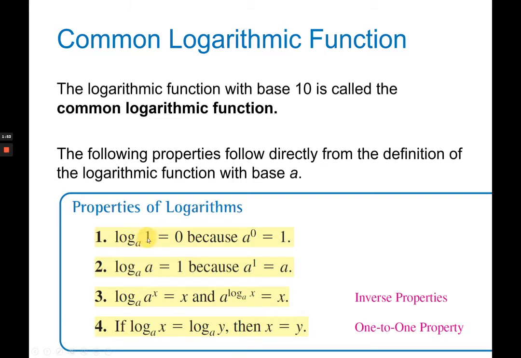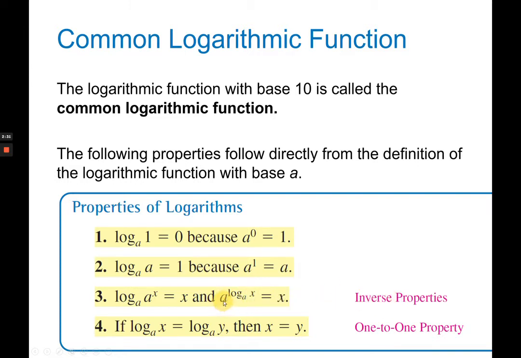Logarithm base a of 1 is equal to 0, which means a raised to 0 is equal to 1. Logarithm base a of a is equal to 1 because a raised to 1 is equal to a. The same works for everything if a is 10. Another property: for logarithm base a of x, the power can be written in front of the logarithm. And a raised to logarithm base a of x is equal to x. This is the inverse property.